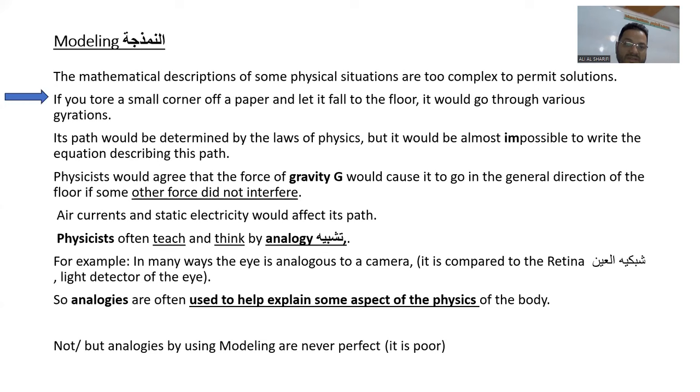Modeling is important. Modeling, what does that mean? We use it to simplify a hard topic for our students. Let's take some examples. Here, the mathematical descriptions of some physical situations are too complex to permit solution. Let's take this example. It's very clear and important in my opinion. If you tear a small corner of a paper and let it fall to the floor, and we will do this exercise in the lecture to illustrate it better to the students.